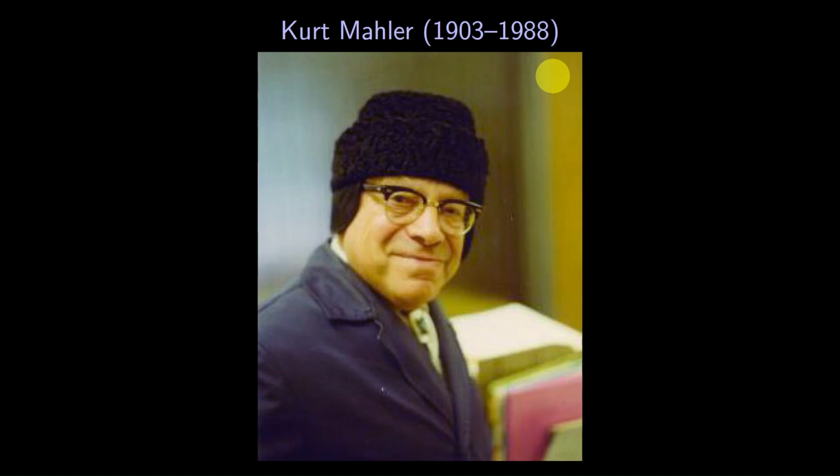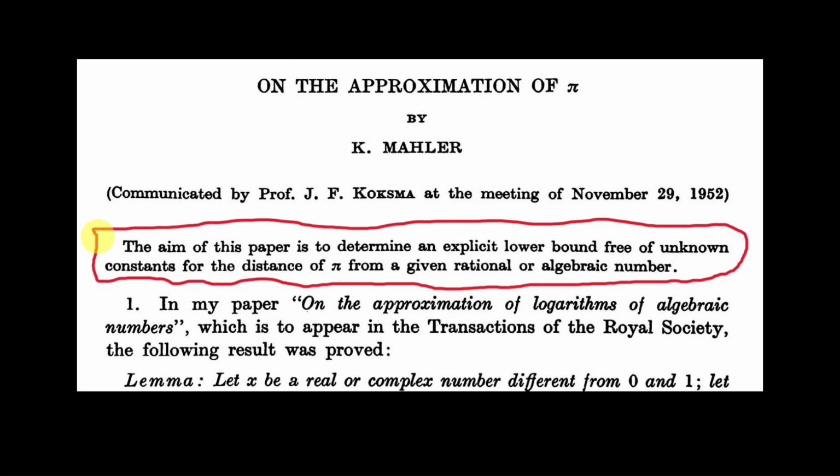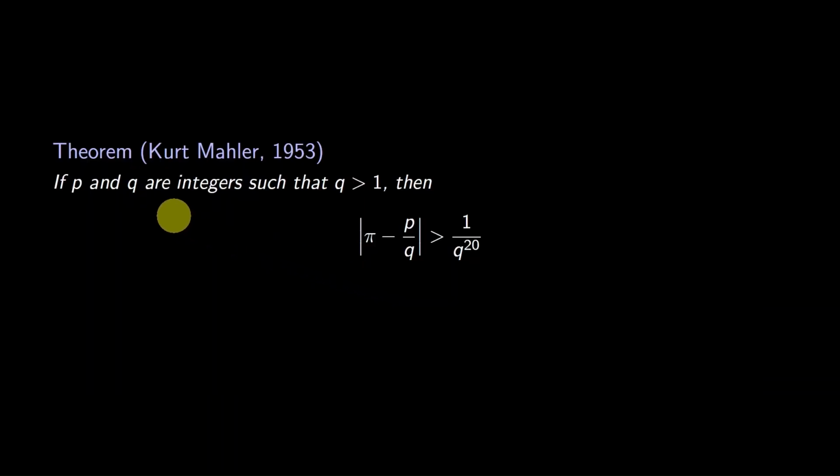In 1953, he wrote the following paper. As the abstract says, Mahler's paper is about the distance of pi from a given rational number. Specifically, he proved the following theorem, as beautiful as the other Mahler's symphonies. If p and q are two integers such that q is bigger than 1, then pi can't be too close to the rational number p over q. Namely, the difference exceeds 1 over q to the 20th.